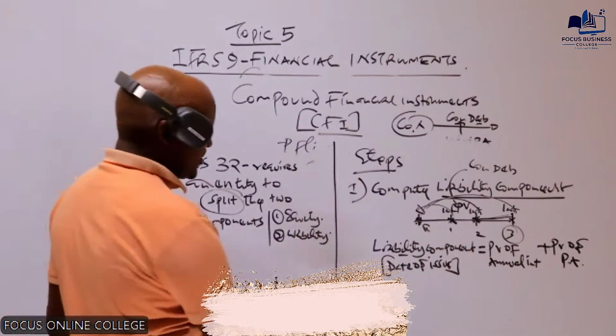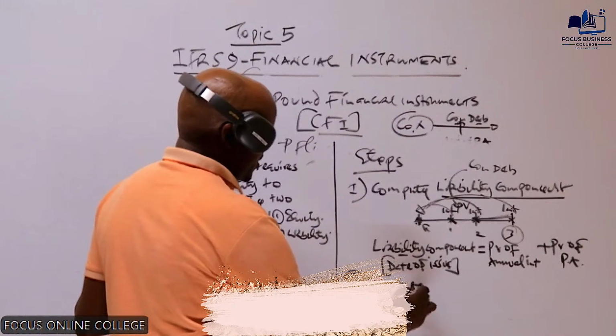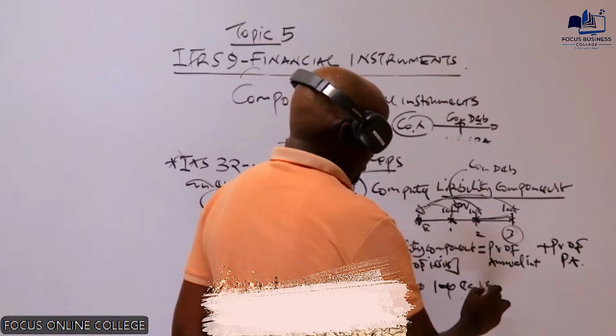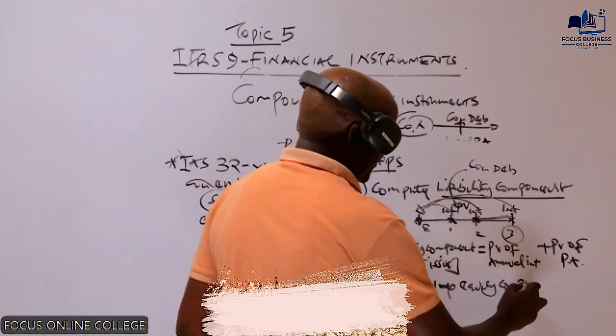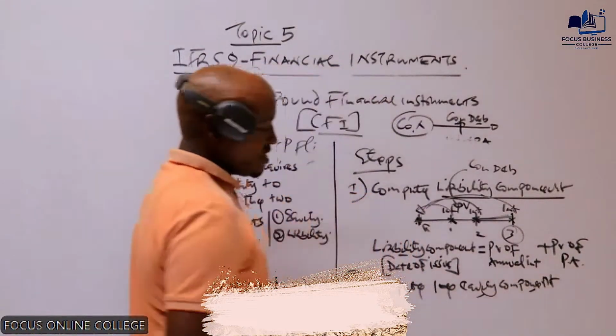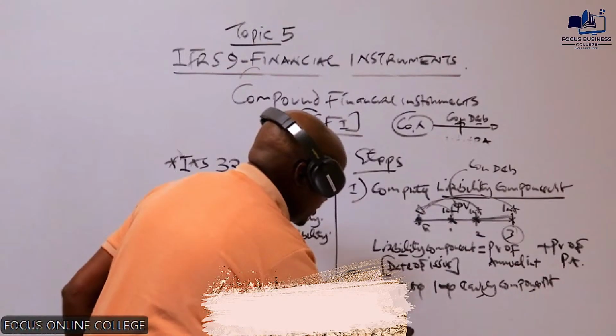After computing the liability component, step number 2, we proceed and compute the equity component. So how do we compute the equity component? To compute this equity component, we take the total proceeds.